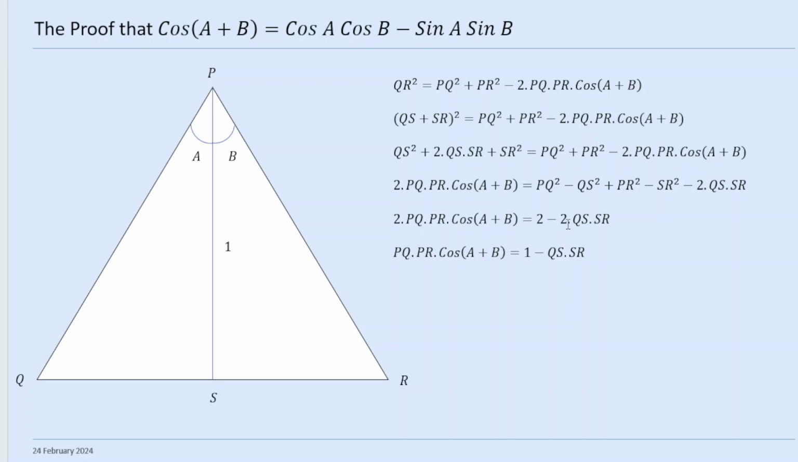We get this expression. We divide through by PQ PR, and then we notice that 1 over PQ is cos A. 1 over PR is cos B. QS over PQ is the sine of A. And SR over PR is the sine of B. So we get our expression: cos(A plus B) equals cos A cos B minus sine A sine B.